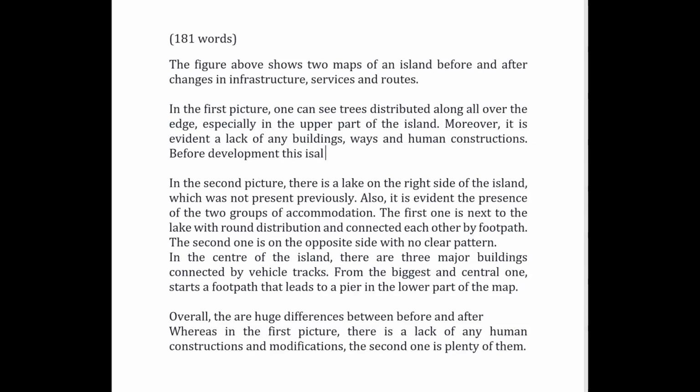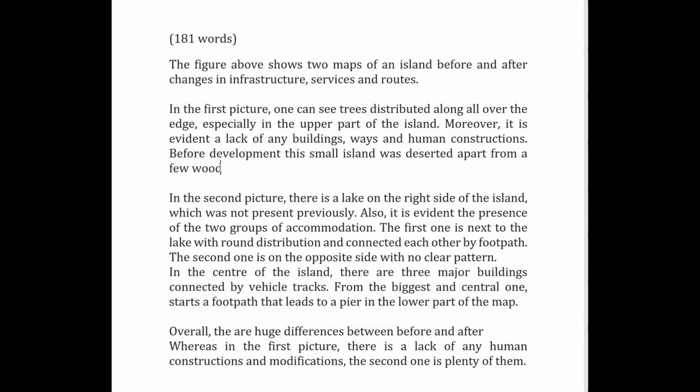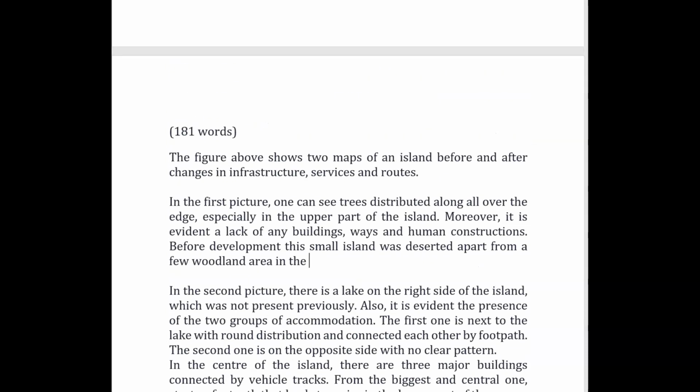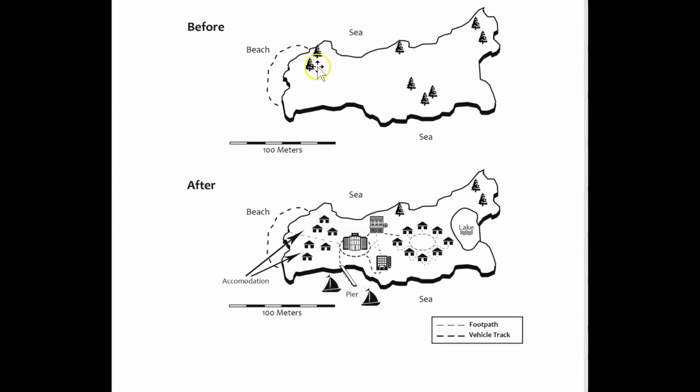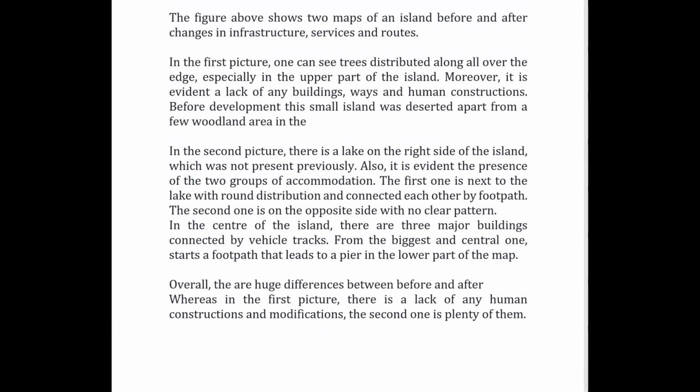The island was deserted apart from a few woodland areas. It was a small island, because it's really small if you look at the scale. Now here, this is the most important bit, geography, okay? In the far west and northeast, yeah? So in the west and northeastern corners.